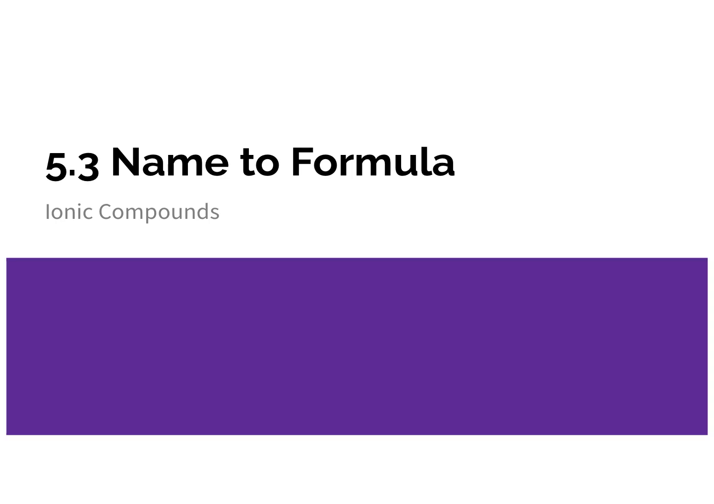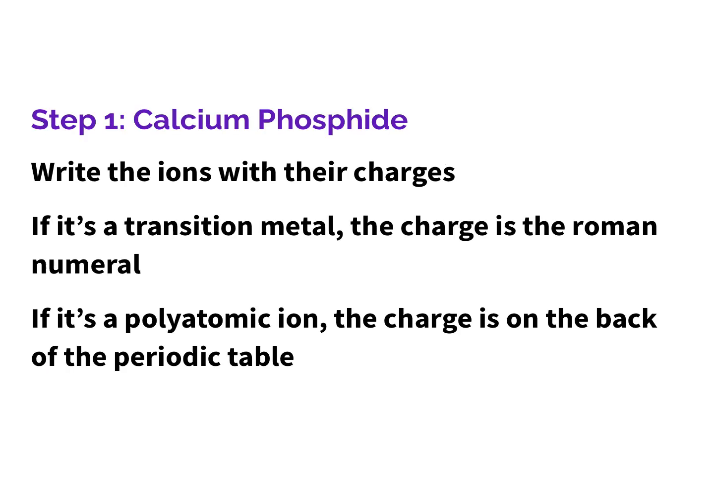In this video, we're going to learn how to go from the name of an ionic compound to the formula of an ionic compound. So we're going to look at calcium phosphide as our first example. Our first step is to write the ions with their charges.